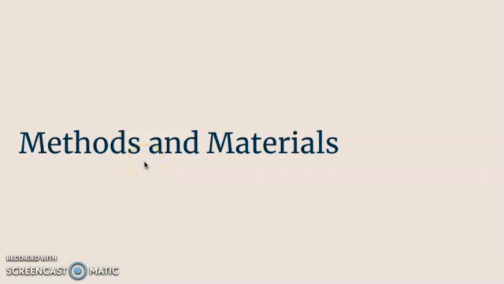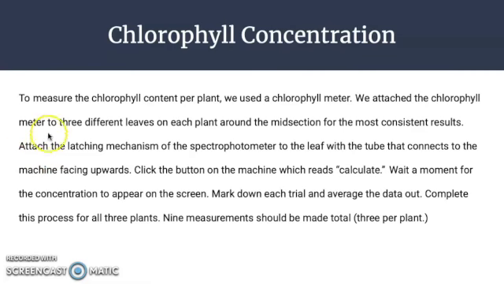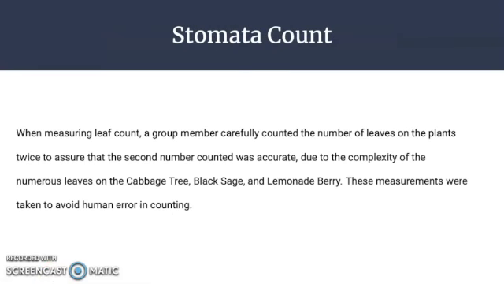For methods and materials, we first started out with measuring chlorophyll concentration, and for that we used a chlorophyll meter, in which we attached a meter to 3 different levels on each plant and made 3 measurements per plant for a total of 9 measurements. When measuring leaf count, a group member carefully counted the number of leaves on the plants twice to ensure the second number was accurate, because the plants are very complex with their leaves and we want to avoid human error as best as we can.